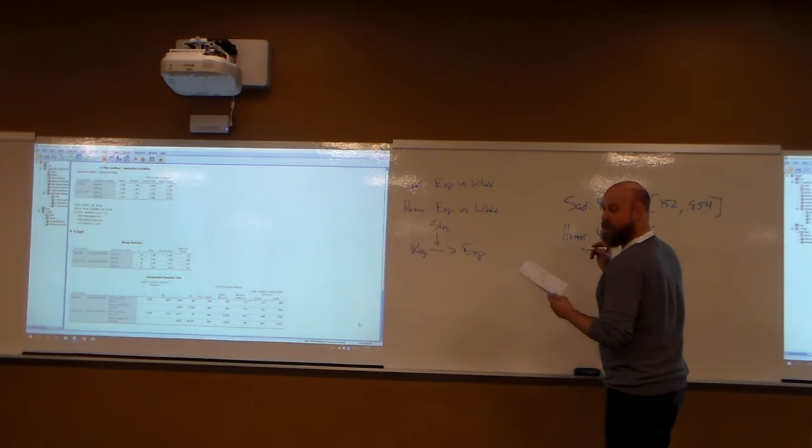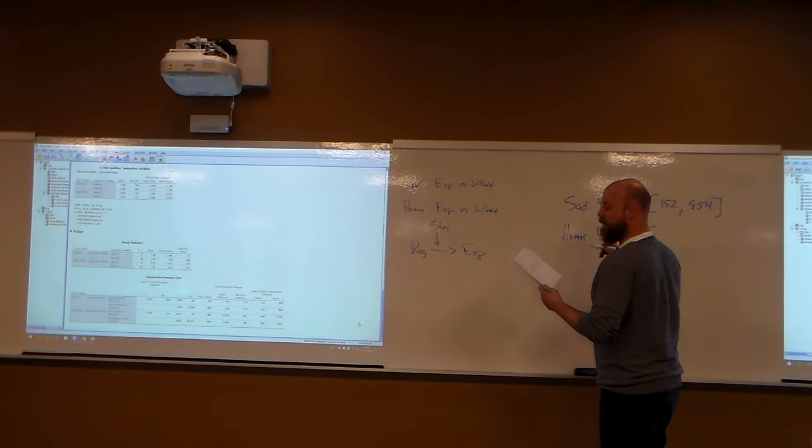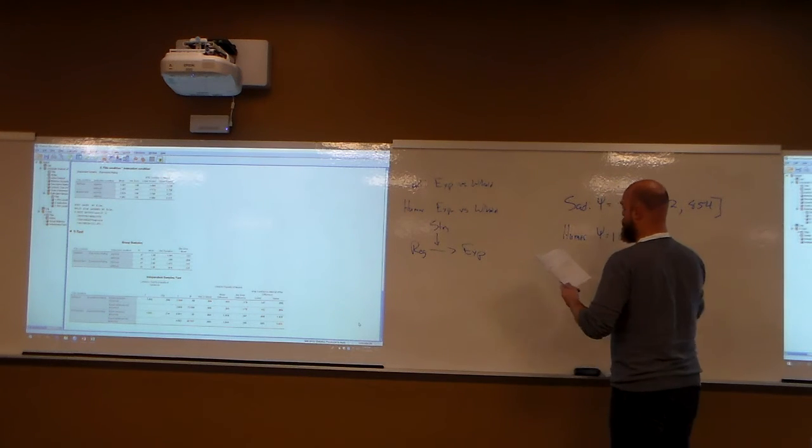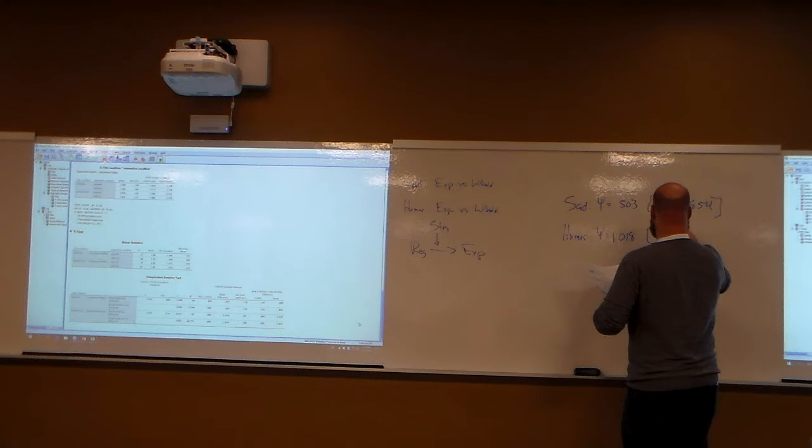Do we have a violation of homogeneity of variance there? No. Okay. So what's our confidence bound going to be? It'll be 0.606. There we go. 1.429.